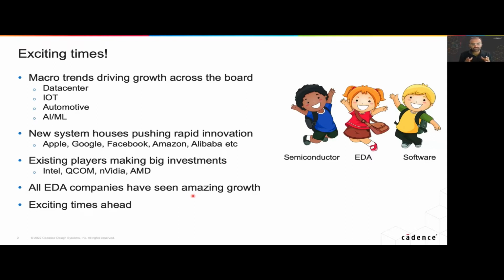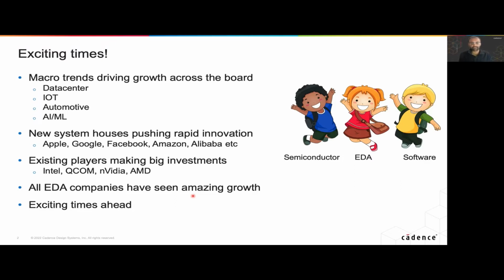There are new system houses which are driving rapid innovation in this area, like Apple, Google, Facebook, Amazon, Alibaba. They weren't making chips just a while back, but they all are in the chip game today. That's driving the rate of innovation as well. So we are producing new silicon much faster than we used to before.